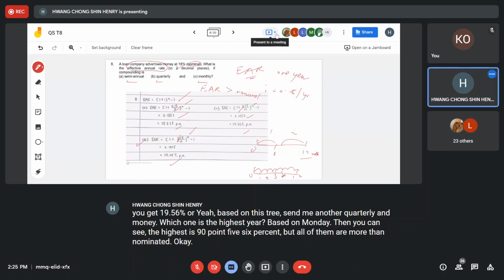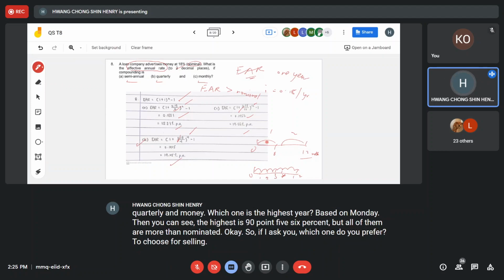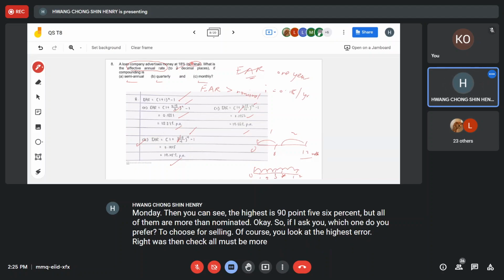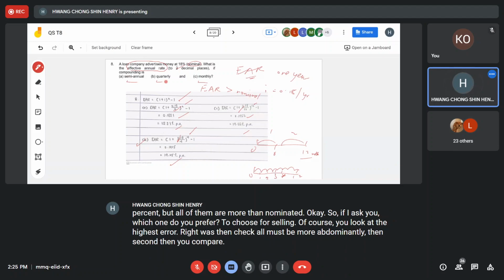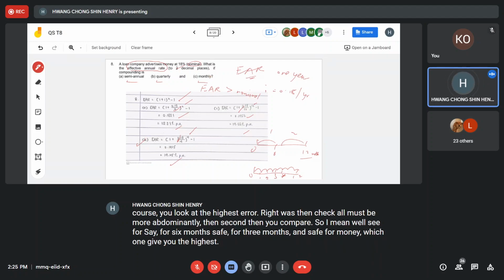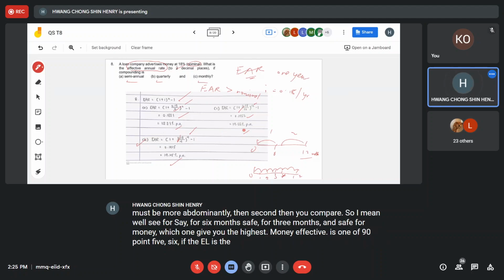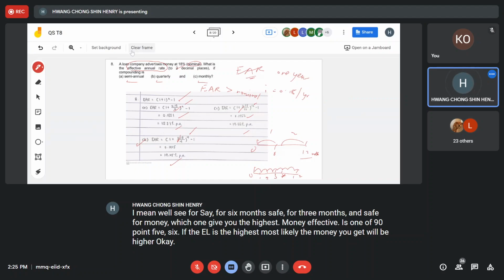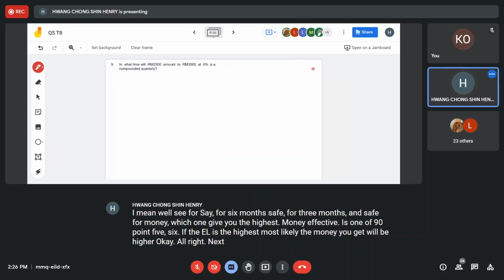Okay. So if I ask you, which one do you prefer to choose for saving? Of course, you look at the highest EAR, right? First thing, check all must be more than nominal rate. Then second thing, you compare semi-annual, save for 6 months, save for 3 months, and save for monthly. Which one gives you the highest money? The effective, this one, 19.56. If the EAR is the highest, most likely the money you get will be higher. Okay, and all right. Next questions.